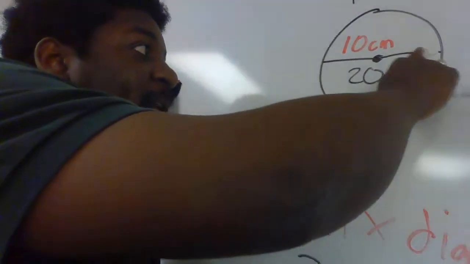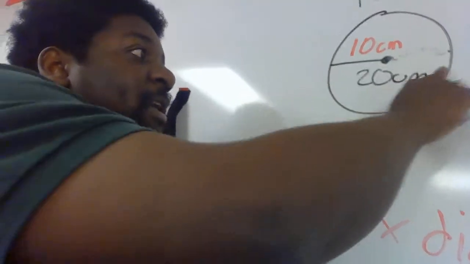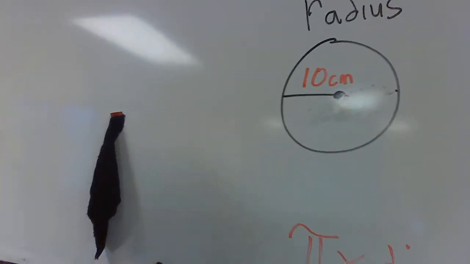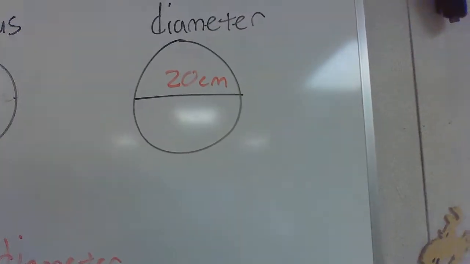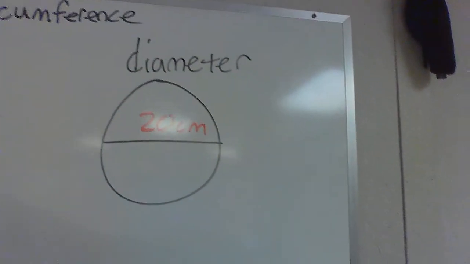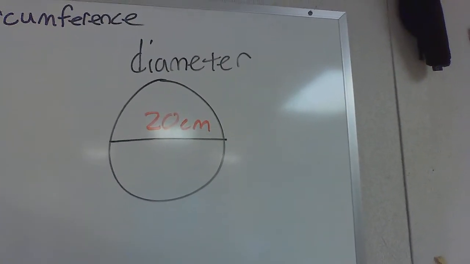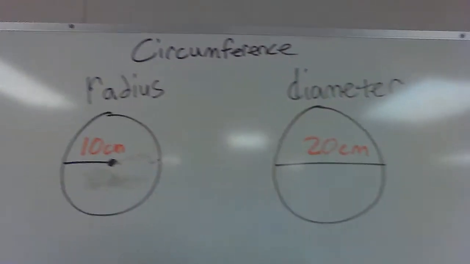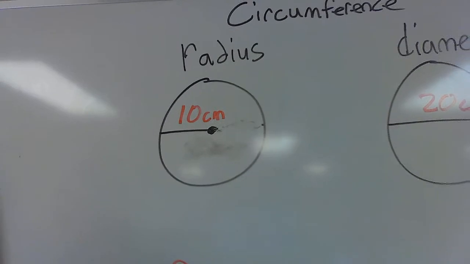But right here, it only gives me the radius. I'm going to erase that because I already have a picture on the other side. So if the radius is 10 centimeters, the diameter is double that, which is 20 centimeters. Since the diameter is 20 centimeters, the radius is half that, which is 10 centimeters.